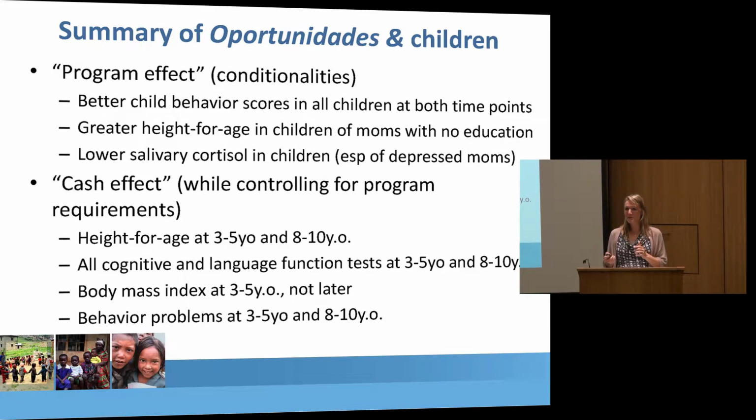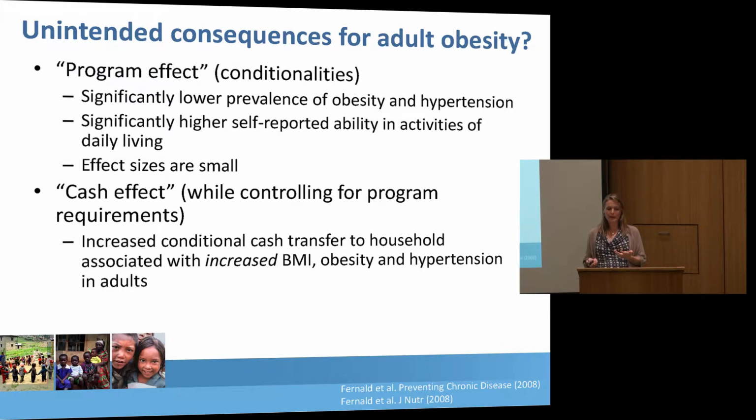And what I want to show you now is the unintended consequences of a great program like this. We have also shown now that in terms of a program effect on adult obesity, there were benefits of participating in the program, of significantly lower prevalence of obesity and hypertension, and significantly higher self-reported ability and activities. But that same cash effect that improved child development across all domains and across growth was actually associated in adults with increased BMI, increased obesity, and increased hypertension in adults.